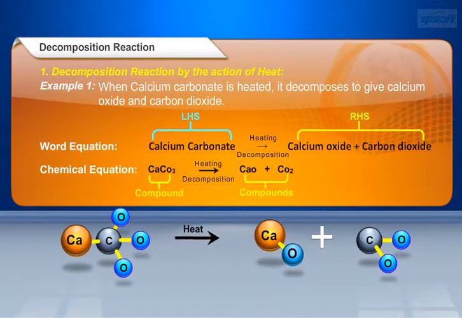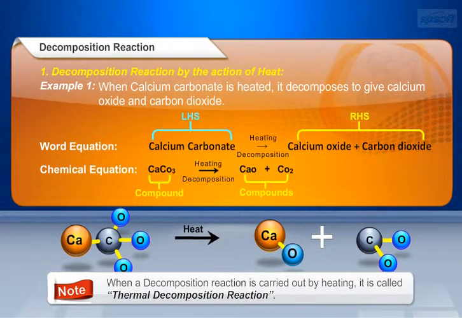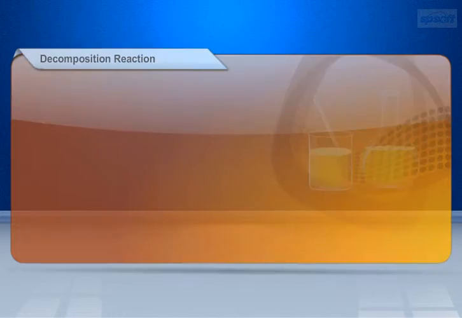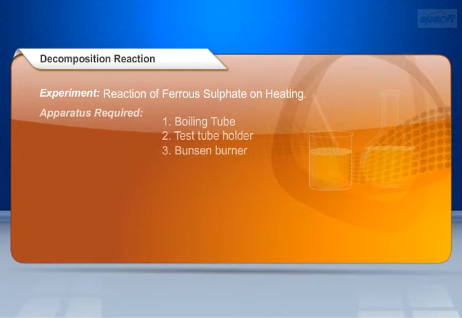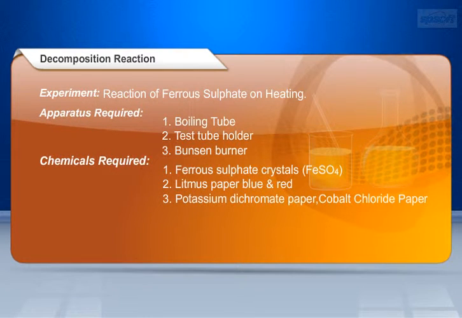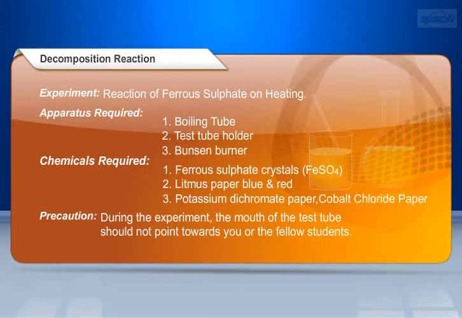By this reaction we can conclude that when a decomposition reaction is carried out by heating, it is called a thermal decomposition reaction. Let us do an experiment to understand the decomposition reaction by the action of heat with ferrous sulfate. For this experiment, we need the following apparatus: boiling tube, test tube holder, and Bunsen burner. The chemicals required are ferrous sulfate crystals, blue and red litmus paper, potassium dichromate paper, and cobalt chloride paper. We need to take precautions during this experiment.